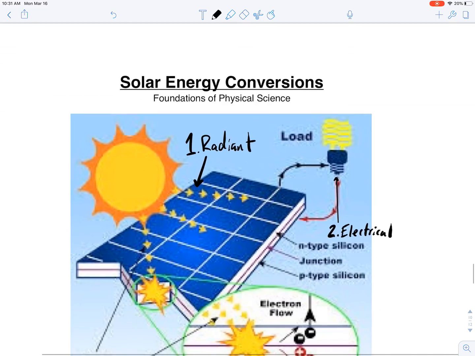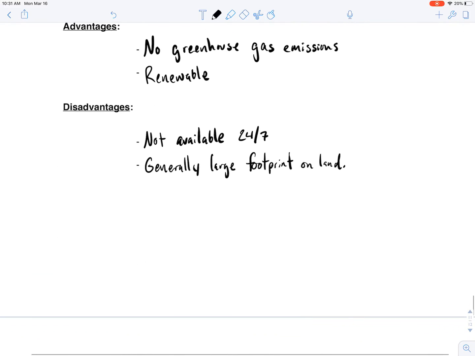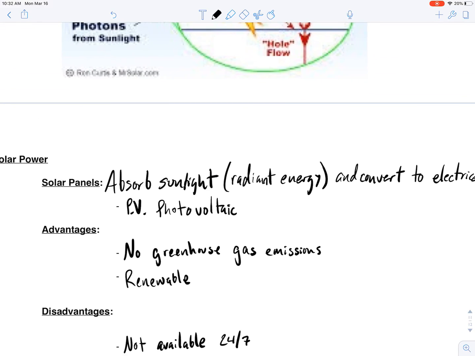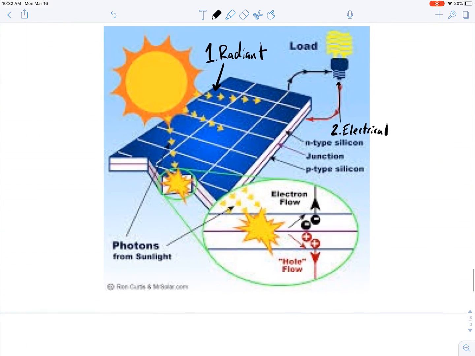So there's definitely some advantages to solar, but a couple of those key things keeping it from really taking over. But I think we'll see more and more solar production as time goes on.